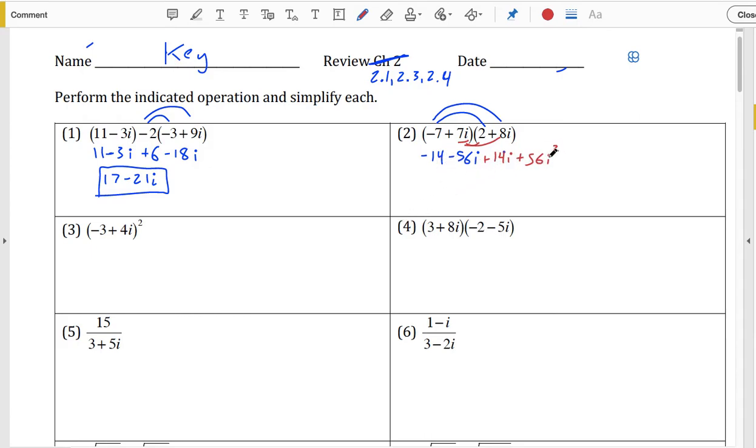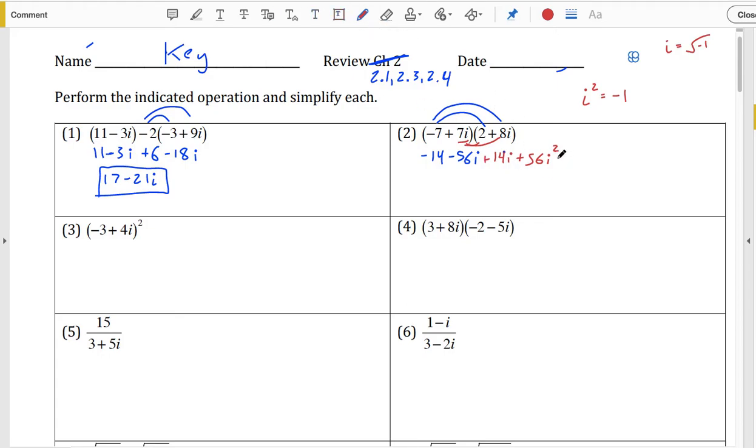Now we combine like terms, but remember i squared equals negative 1. And this is because i is equal to the square root of negative 1. So if we were to square both sides, we get i squared equals negative 1. So essentially, you treat i like any variable, except i squared becomes negative 1.